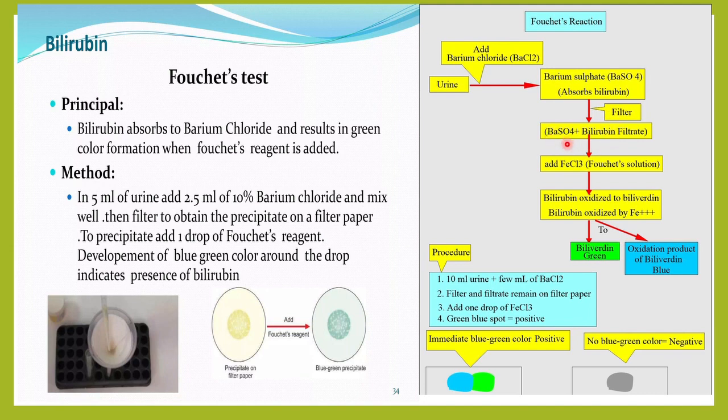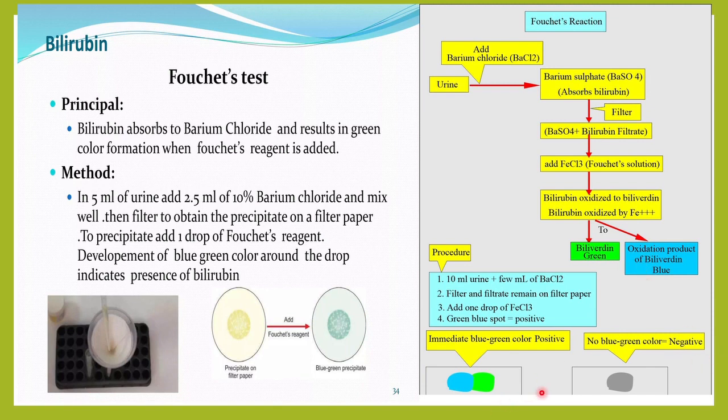So you will have barium sulfate plus bilirubin filtrate. Now you add the Fouchet solution which contains ferric chloride. Once you add the ferric chloride, the bilirubin in the filtrate is oxidized to biliverdin by this ferric ion. Biliverdin gives you the green color, and the oxidized product of biliverdin gives you the bluish color.